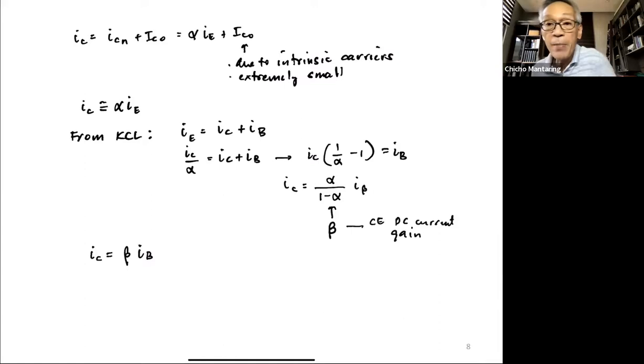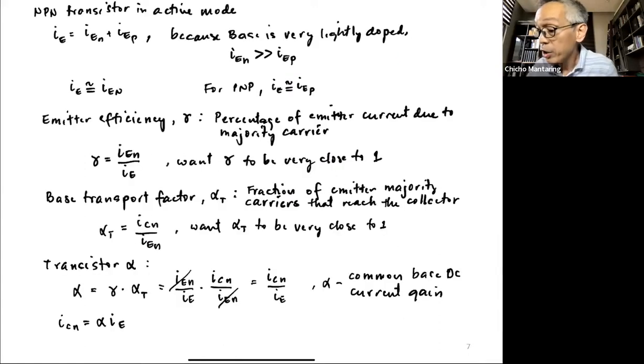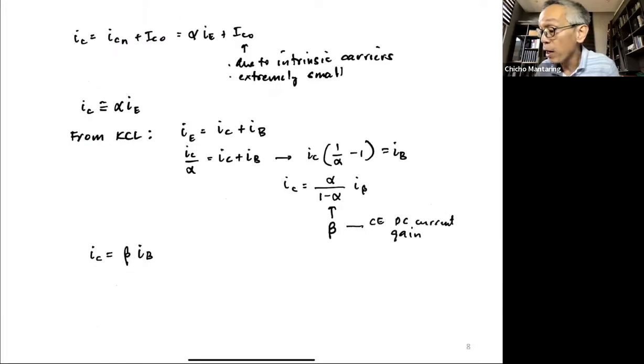So what are the typical values of alpha? We said here, the sigma is very close to 1. The base transport factor is very close to 1. So expect alpha, which is sigma times alpha sub T, to also be very close to 1. Of course, it will be smaller than either of these two, but it will also be very close to 1. So typically alpha would be anywhere from 0.95 to about 0.995.